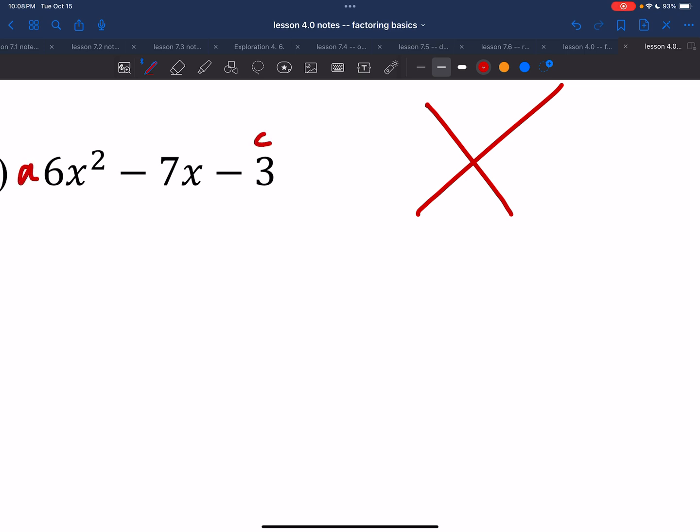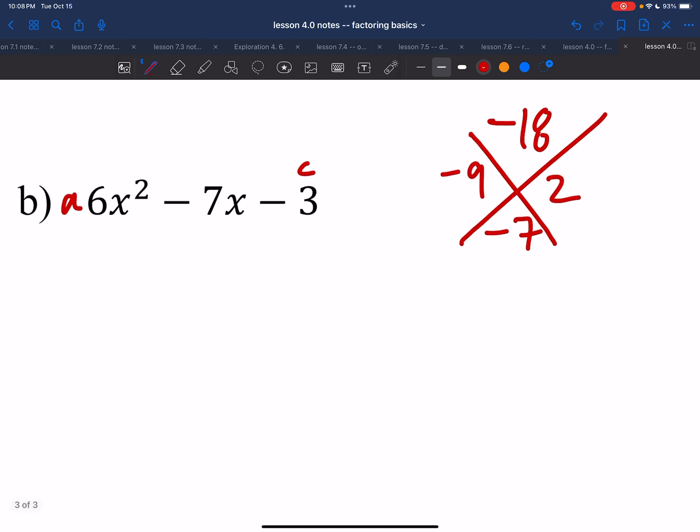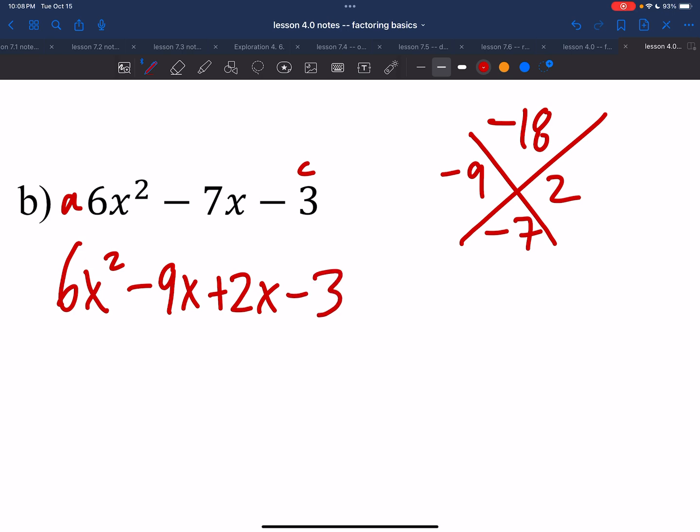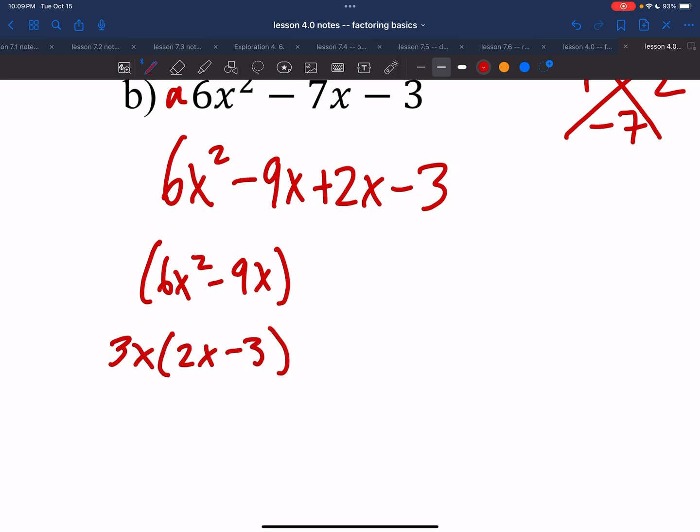A times c, so that's 6 times negative 3, which is negative 18, and then negative 7 down on bottom. And so if I think of two numbers multiplying to get negative 18, I think negative 9 and 2 would work because those add to get negative 7. And so that's going to split up the middle term: 6x squared minus 9x plus 2x minus 3, right? GCF of the first, so if you had 6x squared minus 9x, GCF of that is just 3x, and you're left with 2x minus 3.